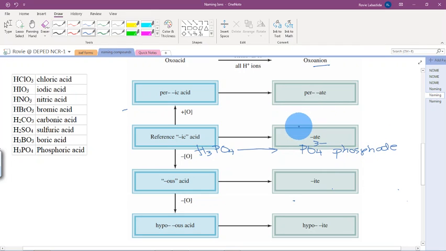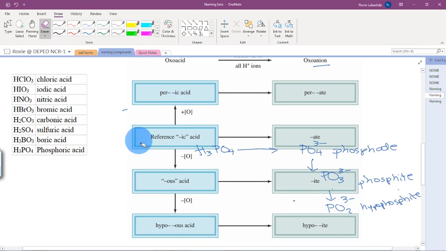Alright, so if we remove 1 oxygen atom from this formula, it will become PO3 3 negative, and this is called phosphite. And from phosphite, if we remove again 1 oxygen atom from the formula, it will become PO2 3 negative, and this is called hypophosphite. There you go. So what we did, we derived the most common polyatomic ions from the ic acids.